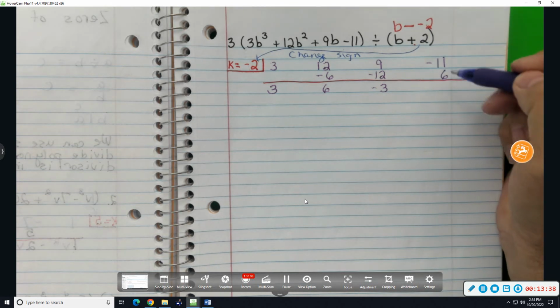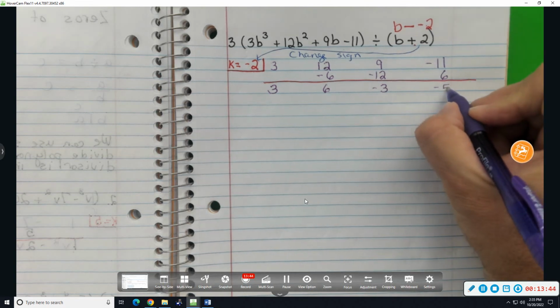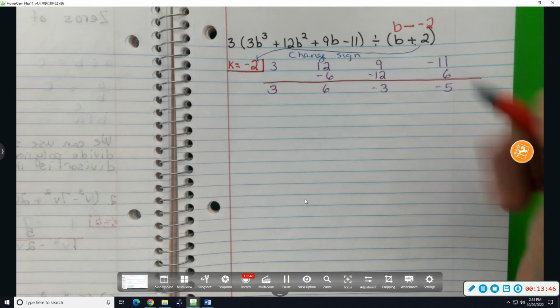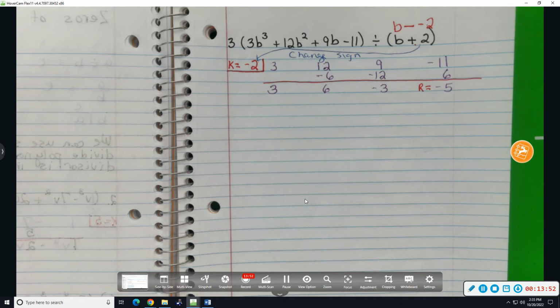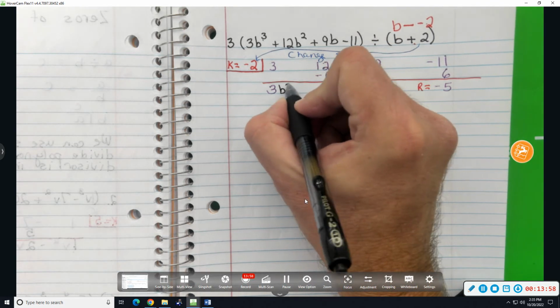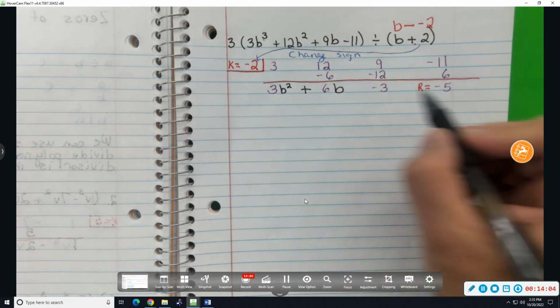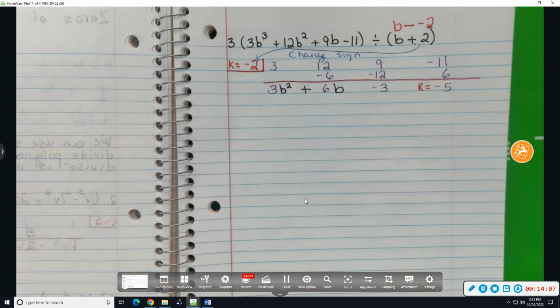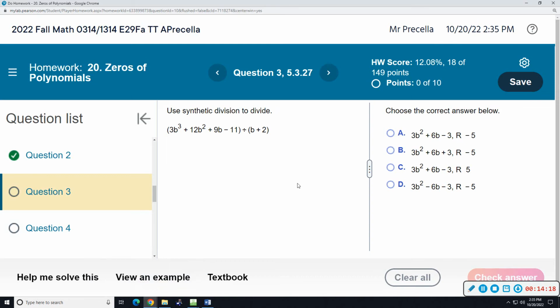What's our remainder going to be? Negative 11 plus 6 is negative 5. So that's our remainder. All right, R equals negative 5. And then start off over here subtracting 1 from the exponent. So it's a 3b squared, a positive 6b, and then minus 3 with the remainder of negative 5. Any questions on how I'm getting this? Y'all see the pattern?